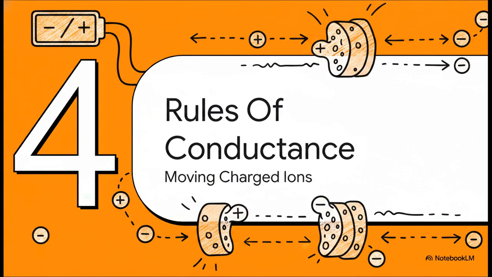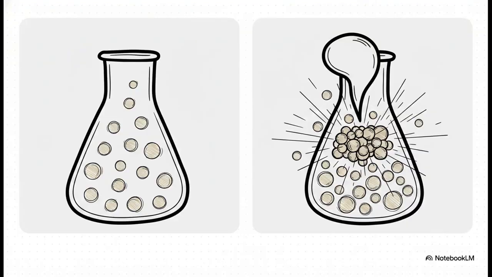Section 4. The rules of conductance, which is all about moving ions. There is a really stark contrast between strong and weak electrolytes. Strong electrolytes, like standard table salt dissolved in water, are 100% dissociated right out of the gate.